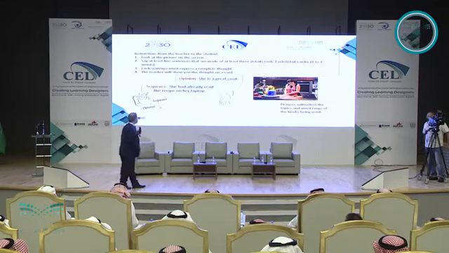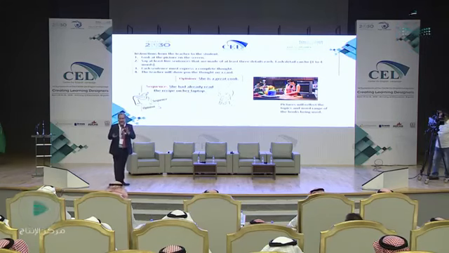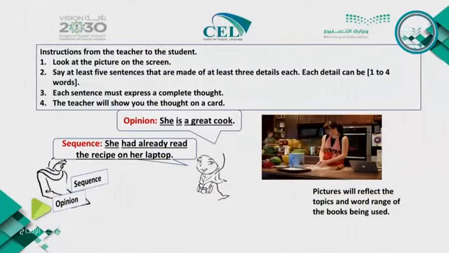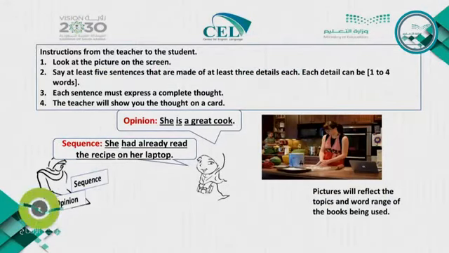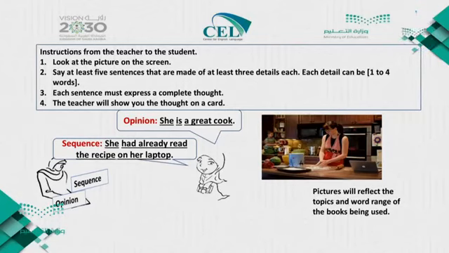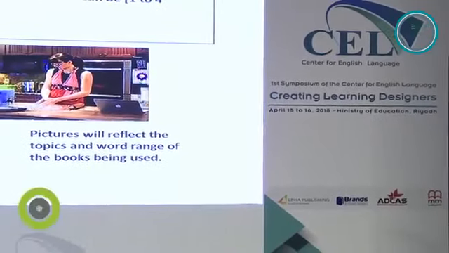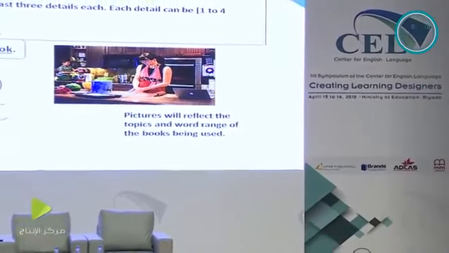Here is a higher level. Again, same idea: a picture, and the teacher says, I want a sentence that is an opinion for the picture. Not make a sentence with the past participle, or make a sentence with the helping verb to be. But real language is opinion, sequence, etc. So the student looked at the picture and said, she is a great cook. Is that a fact or an opinion? Opinion. How about, she had already read the recipe before, on her laptop. That's a sequence. That's why we're learning the past perfect. We're not learning the past perfect to fill in the blanks. We're learning it to make sequences.